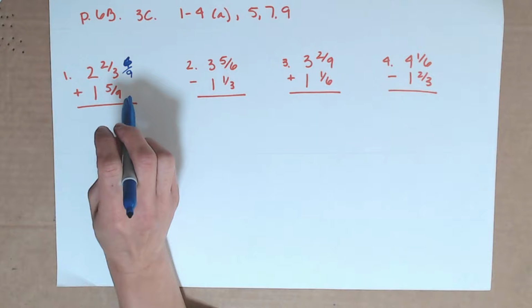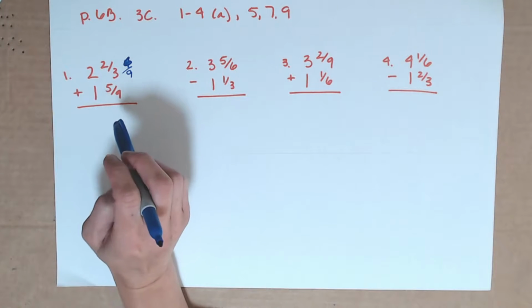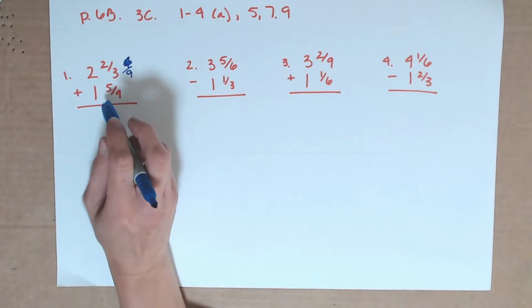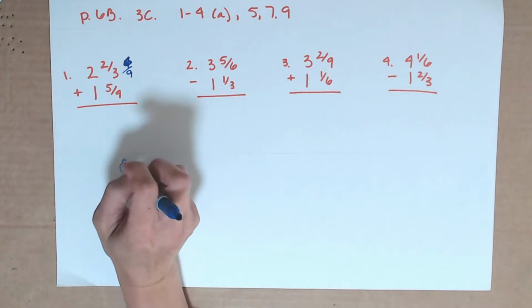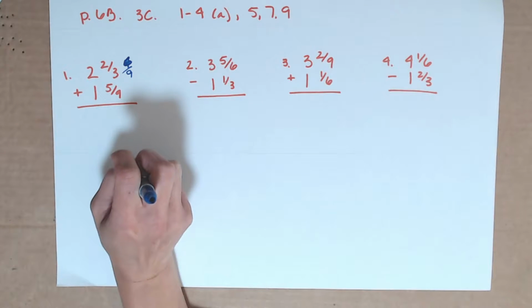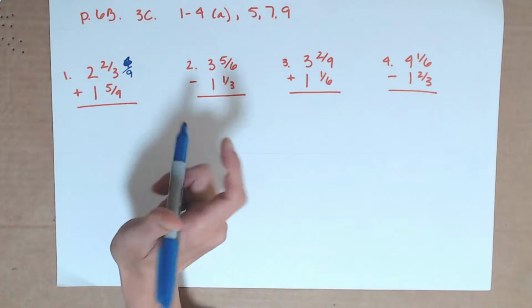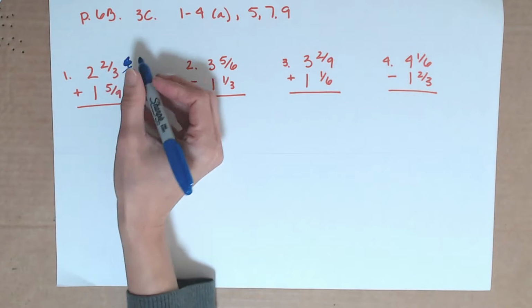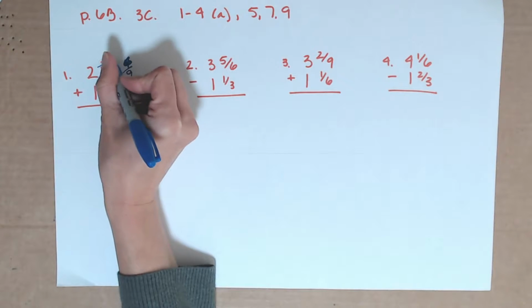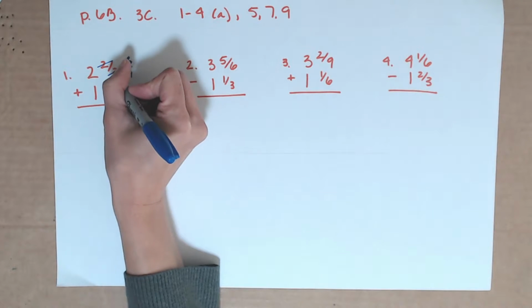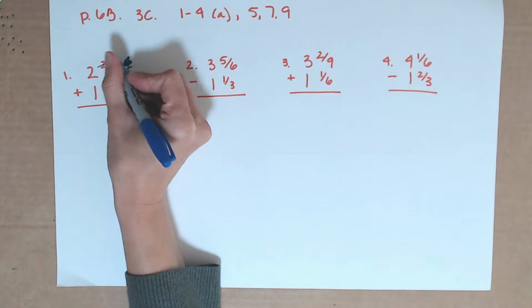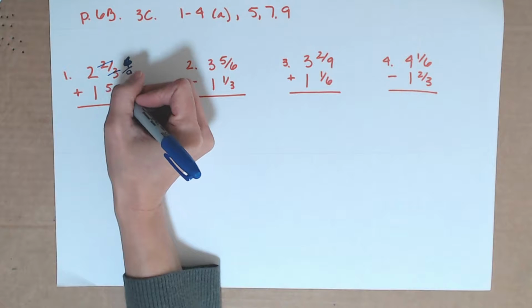So we want to start by making sure our fractional parts have the same denominator. So we have 3 and we have 9. The lowest common multiple of 3 and 9 is 9, so we can use 9. So the 2/3 is going to become 6/9, and I already wrote that over here, because 3 times 3 is 9, and 2 times 3 is 6. So now we can add.